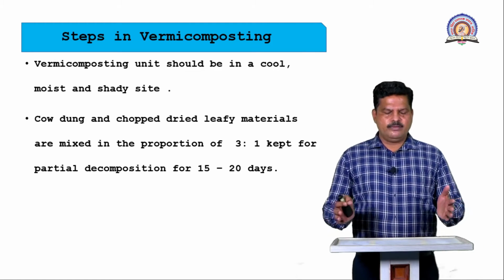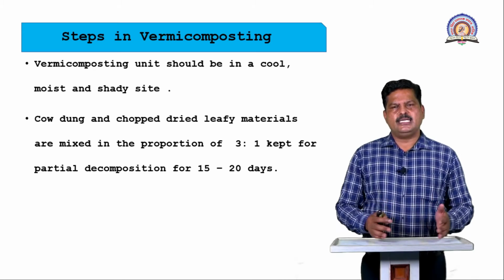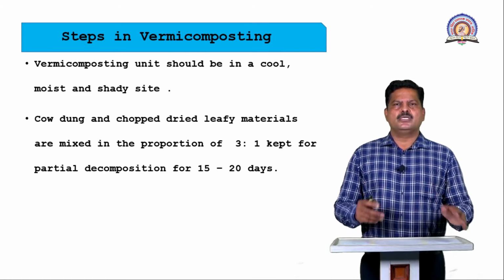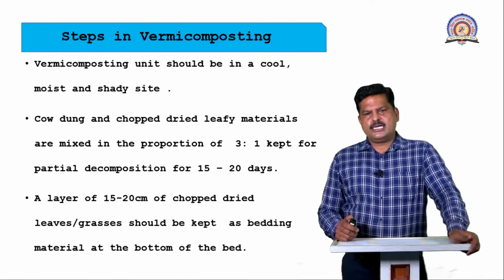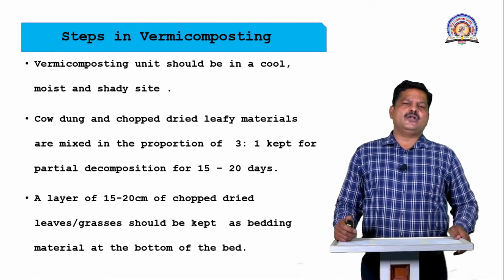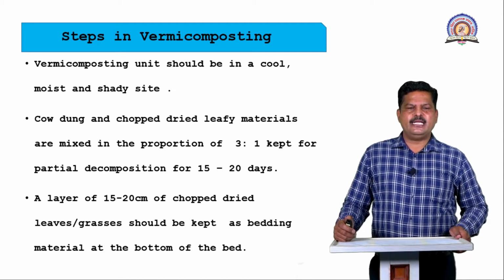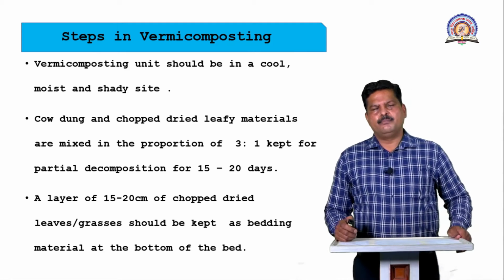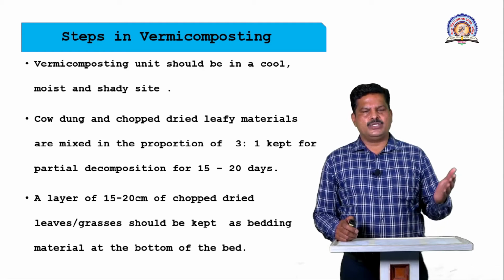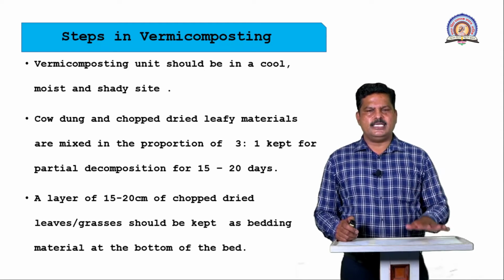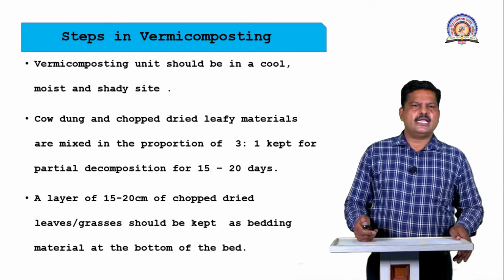Whenever we mix the composting material along with cow dung slurry, that material rapidly decomposes within 15 to 20 days. Then a layer of 15 to 20 centimeters of chopped rice straw or leaves and grasses should be kept as bedding material at the bottom of the bed. Because of the action of degrading bacteria, that material is rapidly degraded into soil, so it is called humus.